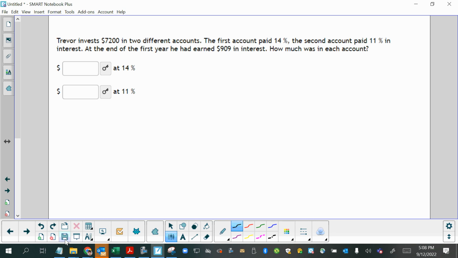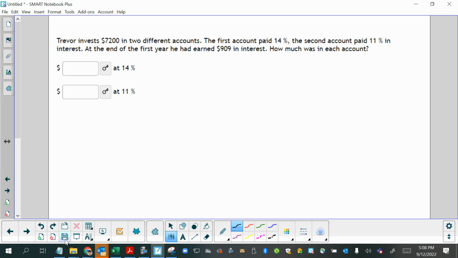Okay, so first of all, you have to realize that there's two sets of information being given here surrounding these different accounts. So if we can come up with two equations using this information, and the two equations have the same two variables in them, then we can solve the system of equations.